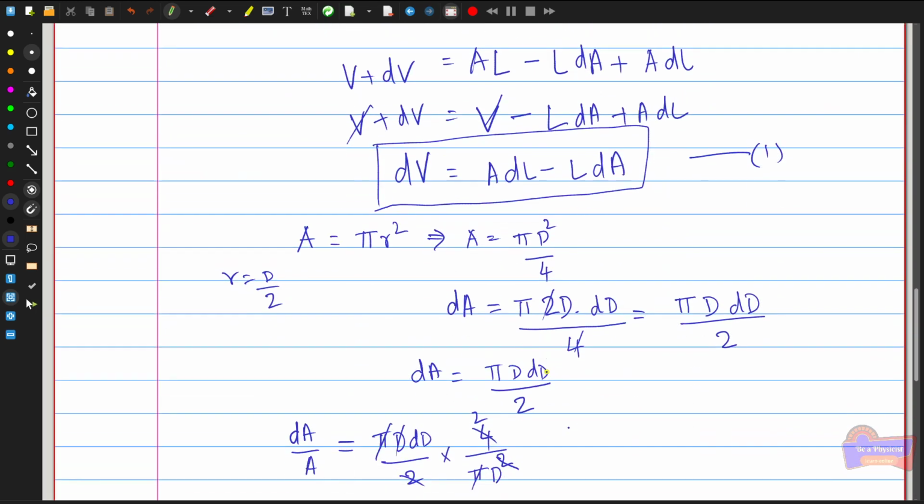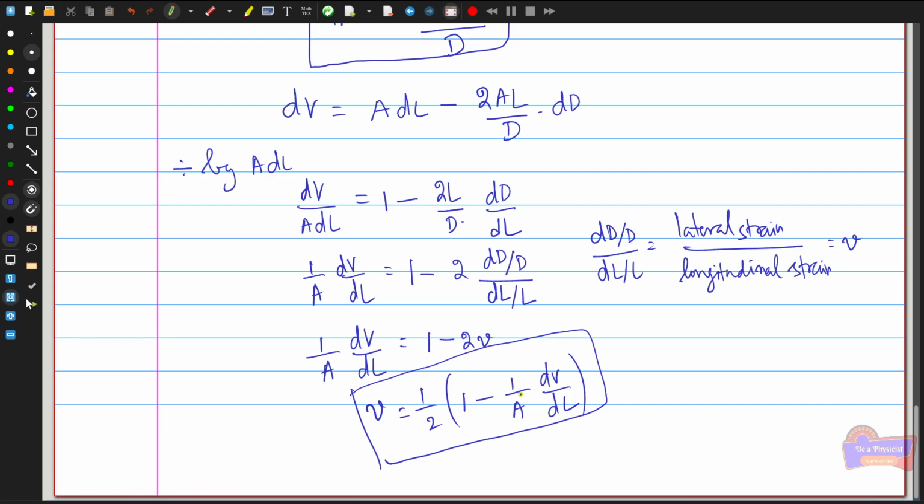So I can easily calculate: the area of cross section is actually constant for the particular rubber tube which we are taking, and from the experiment I can calculate the change in volume and change in length. Then you can substitute the values here and find the value of V. From the experiment, the value is approximately 0.4999, that means almost equal to 0.5. That means the rubber has a Poisson ratio of 0.5, which is a very high positive Poisson ratio among the known materials.